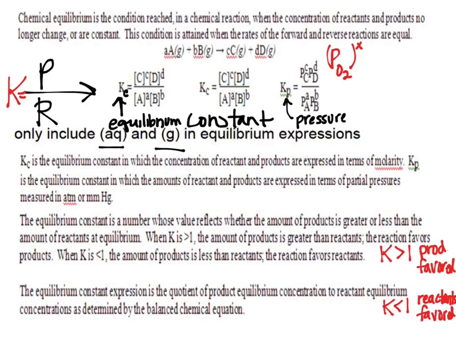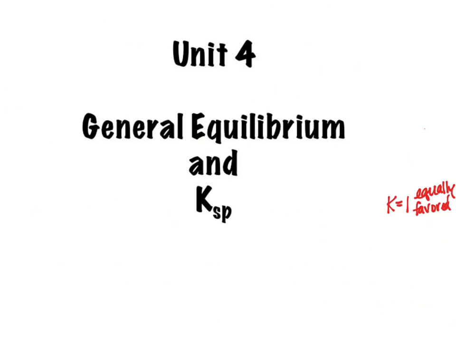So what do we say if K is equal to 1? Well, okay. These are at equilibrium. Any K is at equilibrium. So if K is equal to 1, that means that they are equally favored. Any questions on that?